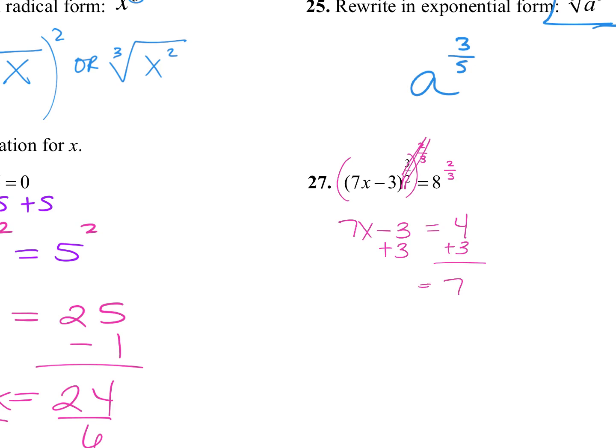So 8 to the 2/3 power. I mean, you can plug it into your calculator. 8 caret, the little arrow thing, 2 divided by 3 will tell you 4. But it's also the cube root of 8, and then square that. The cube root of 8 is 2. 2 squared is 4. Okay. So 7x equals 7, divide by 7, so x is 1. Okay.